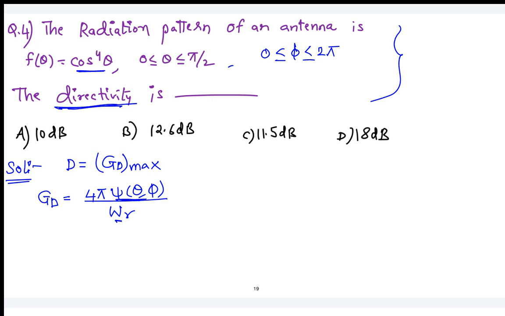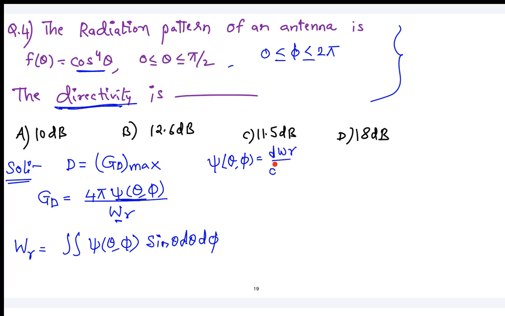To find out the radiated power, I have given one equation. When you double integrate the radiation intensity over a solid angle, you will get the total power, because the radiation intensity is the ratio of the radiated power per solid angle. So to get the total radiated power, multiply the radiation intensity with the solid angle. Now psi of theta comma phi is already given, cos power 4 theta. Theta varies from 0 to pi by 2 and phi varies from 0 to 2 pi. Tell me what radiated power you are getting.